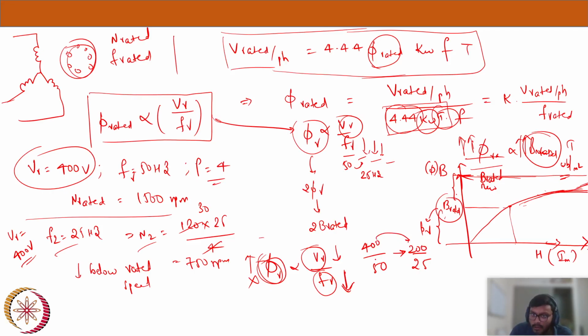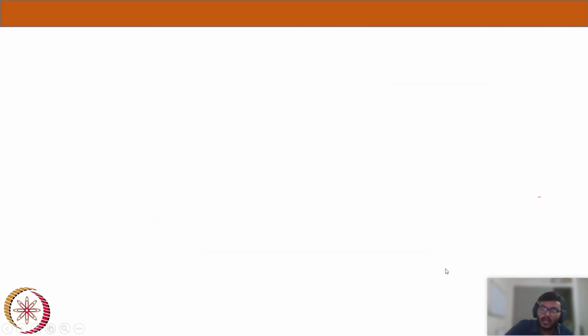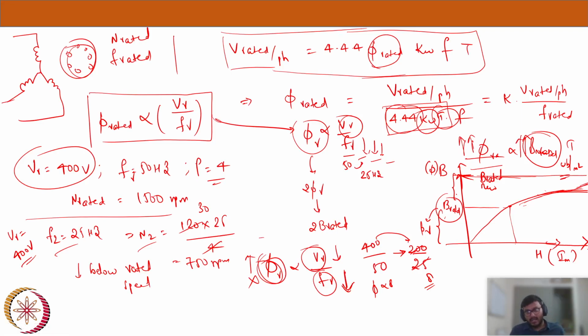Now here also my flux ratio is 8. So in both cases, even though I am reducing my frequency, my flux rated requirement is still the same. My motor won't draw large magnetizing current. My motor won't go into saturation region. So that's how, by keeping the flux level same, we can achieve speed control below the rated speeds.